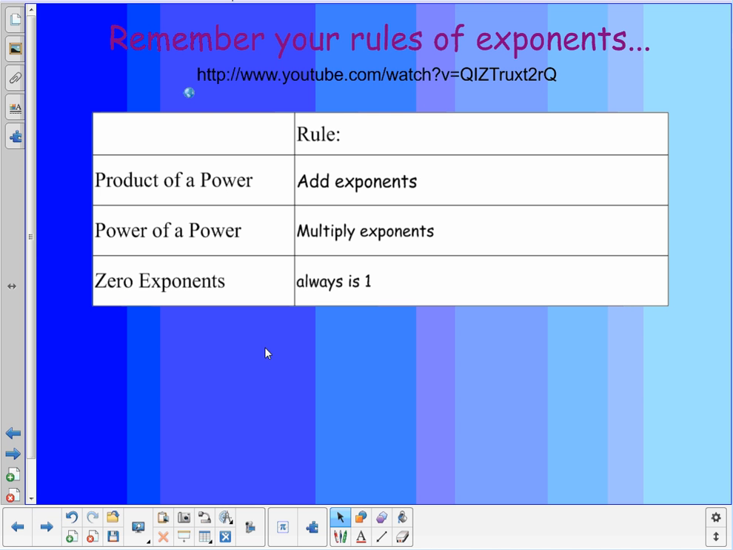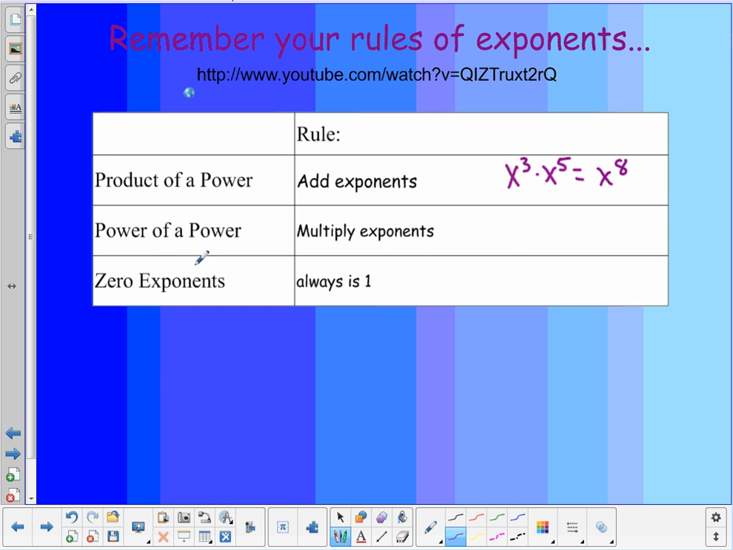So let's just review those rules that we've been talking about for the last few days. The product of a power rule, where we add exponents when we're multiplying things with like bases. For example, if I had something like x to the third times x to the fifth, that is the same thing as x to the eighth.